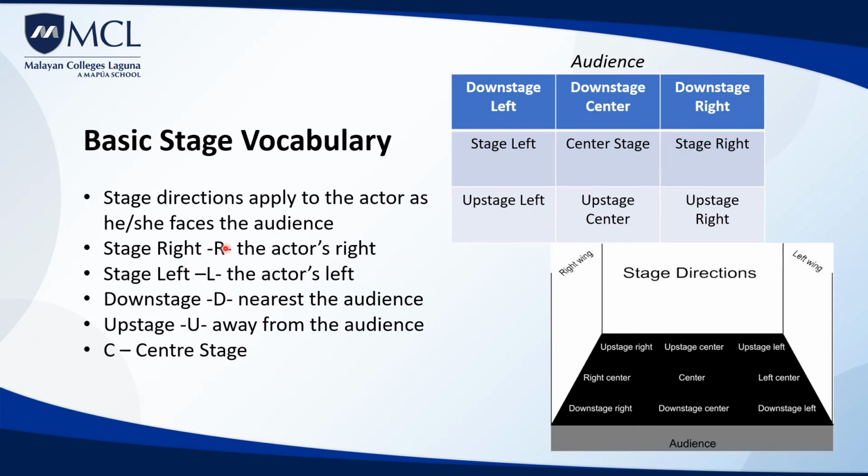Now, when you see, for example, stage right, for example, you're an actor or an actress, to characterize a character in a play, and then you would be given the instruction to go stage right. It means it's your right side, the actor's right side. If you are instructed to go stage left, to move stage left, it means it is your left. When you are told to go downstage, it's the place nearest the audience. See there? Downstage right, downstage center, downstage left.